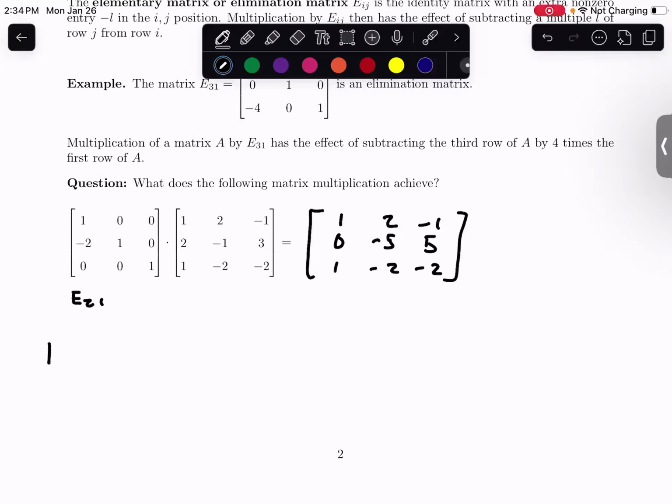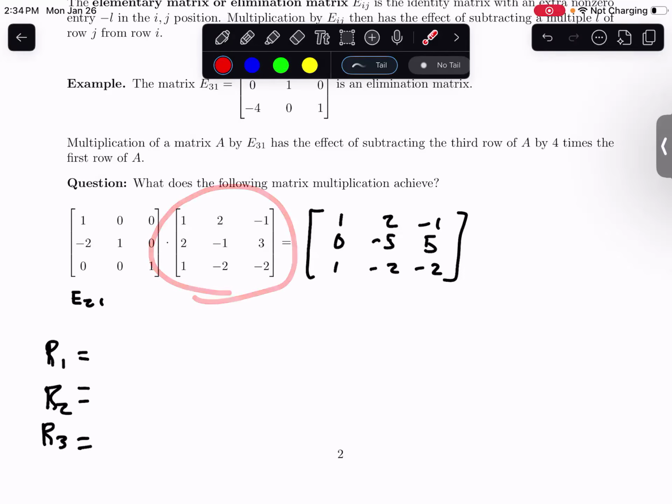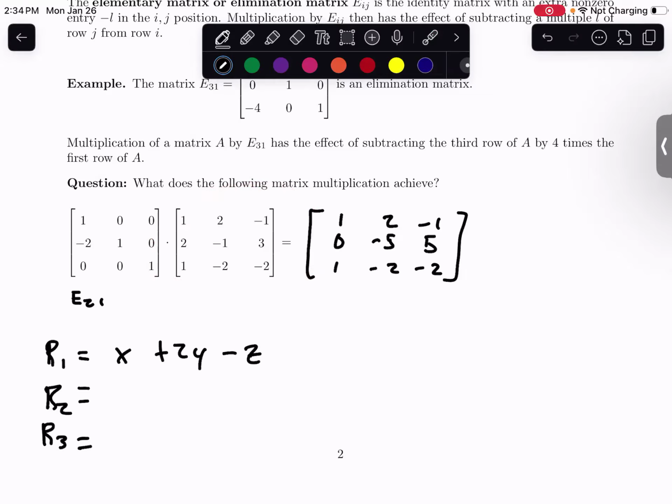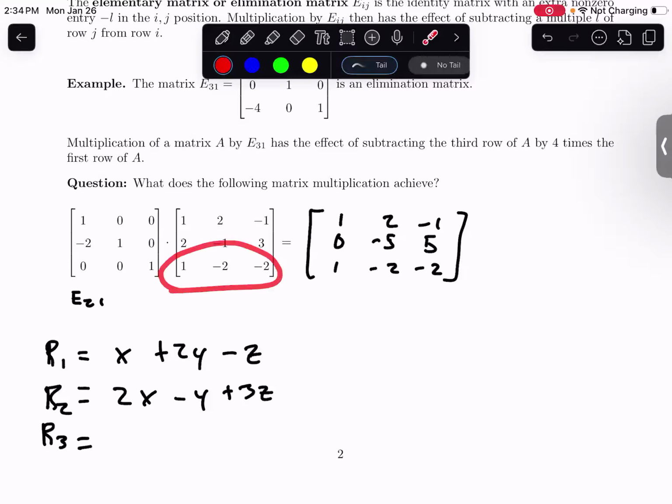And if I really wanted to, instead of matrix notation, I could use these rows like a system of linear equations. This matrix corresponds to the following system of linear equations, where you have x plus 2y minus z. That's this part. And you have 2 minus 2x minus y plus 3z. And then the last row, you have x minus 2y minus 2z.